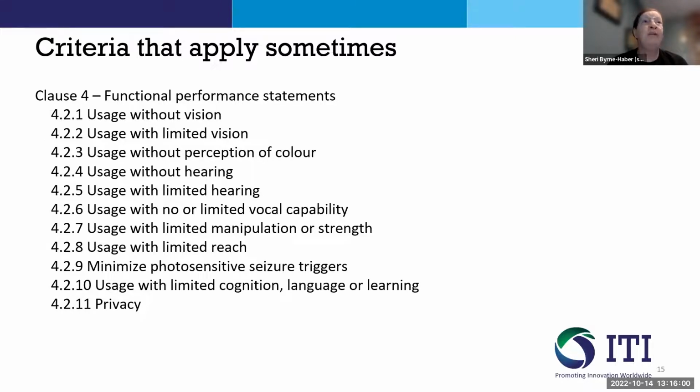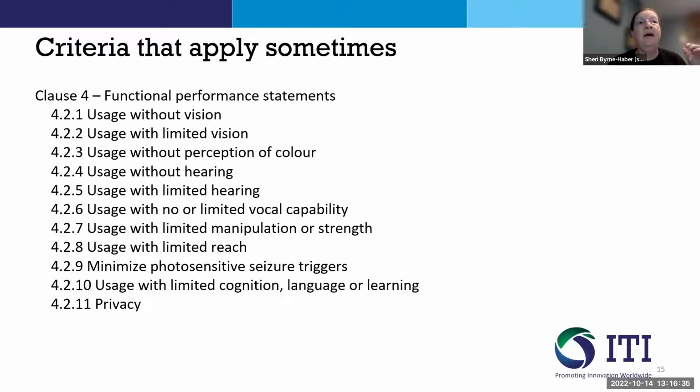So there are criteria that apply sometimes, and we have clause 4, which is a functional performance statement. And these look at things that people can do or can't do based on different senses or abilities. So we have usage without vision, usage with limited vision, usage without perception of color, usage without hearing, usage with limited hearing. So these are all under section 4.2.